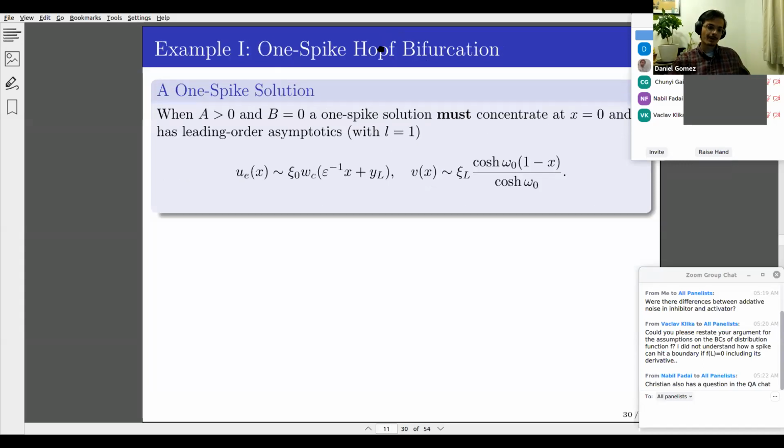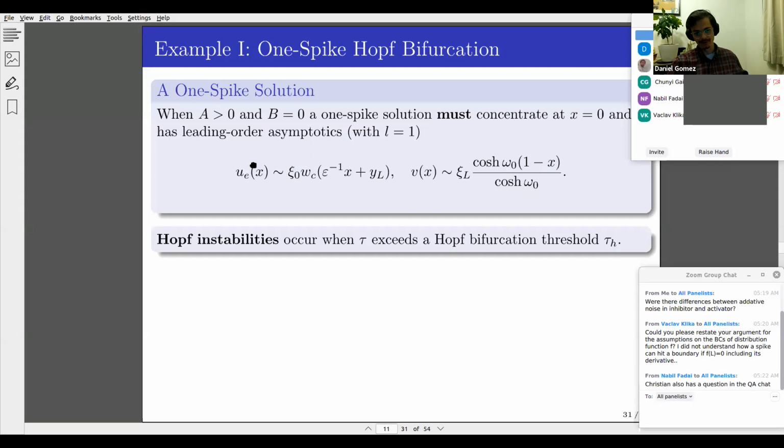Okay, so we've looked at some of the theory. Now let's look at some examples and try to understand what happens when we introduce the activator flux. The very first example we're going to consider is what happens when you have an activator flux just at the left-hand side, and we're going to look at the effects that has on a one spike solution. A one spike solution can be found just by setting L equals 1 in our gluing equation.